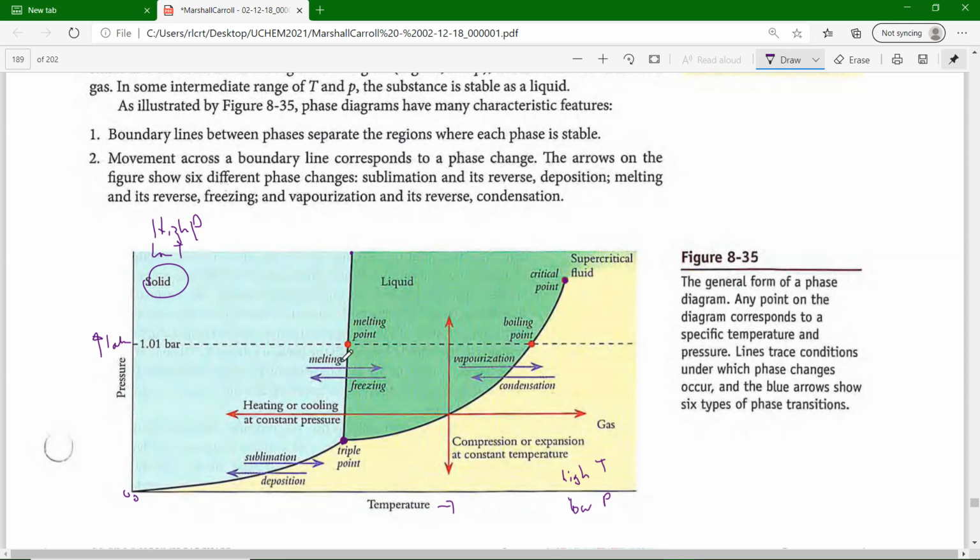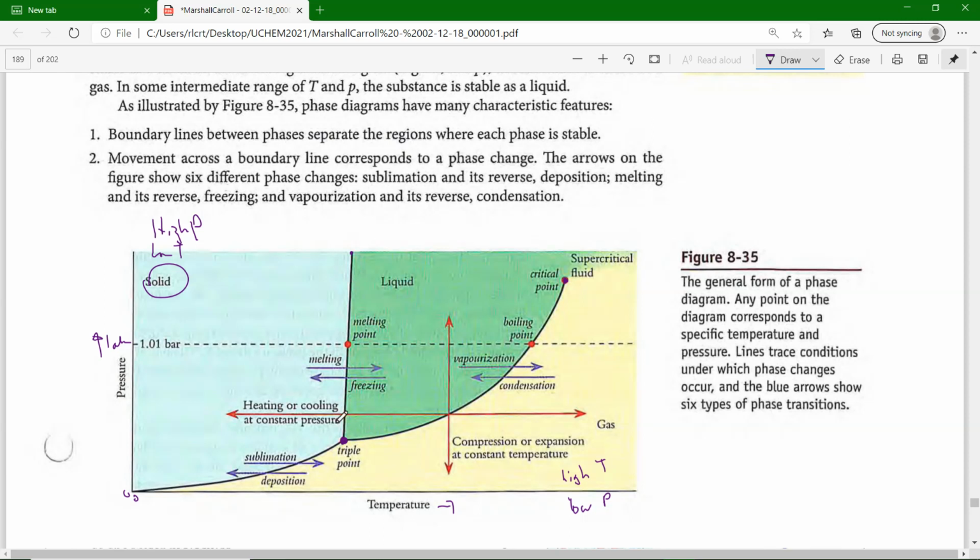Most solid-liquid lines slope positive like this, but there are a few exceptions, especially water, which is negative, and that has to do with the hydrogen bonding and the density. So that's a clue for water.